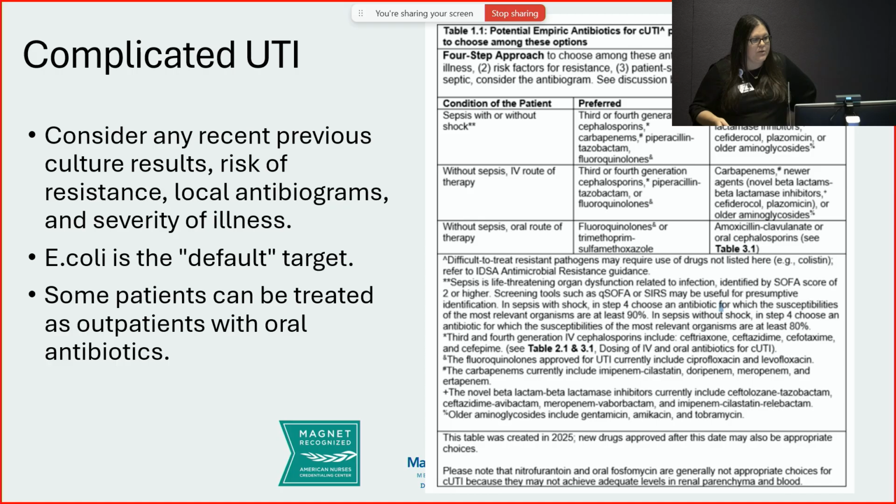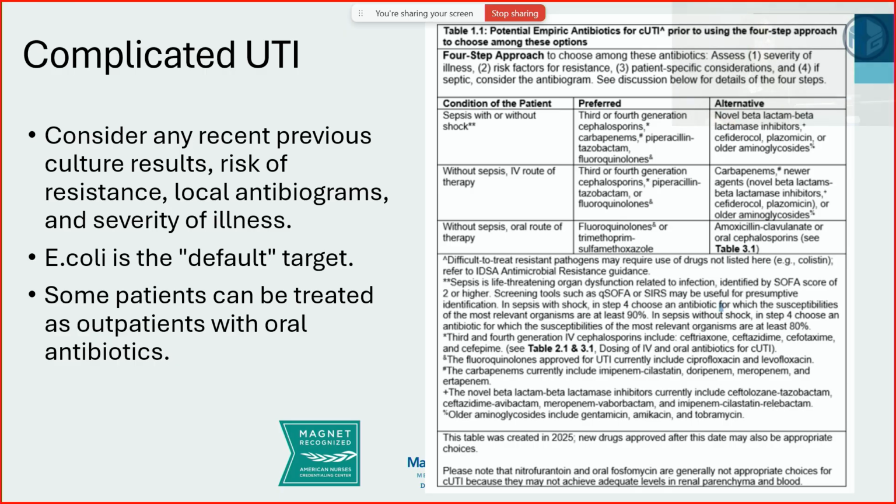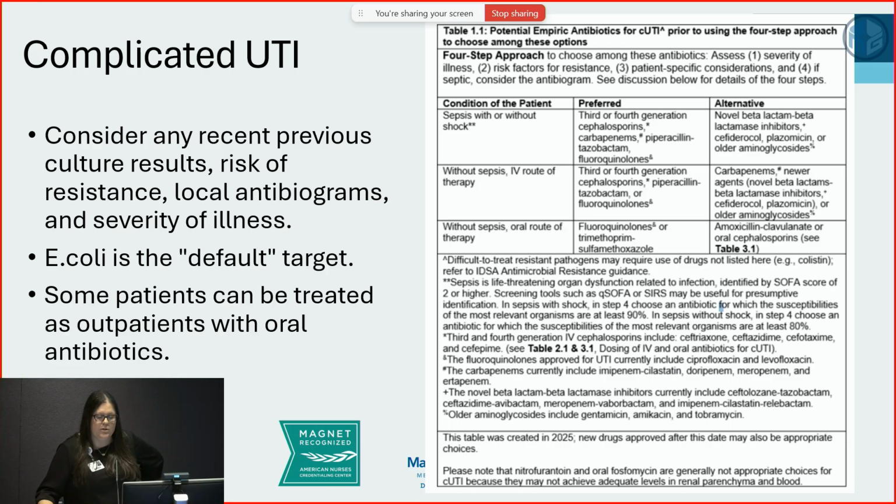So for a complicated UTI, the antibiotic choices, once you know it's complicated, and if they are septic shock or sepsis, you're going to use the 3rd or 4th generation cephalosporins. Again, there's no preference to which one you're going to choose. You're going to look at your patient and what are their prior cultures, what are their risk factors for multiple drug-resistant organisms, and then you can decide which antibiotic to use.